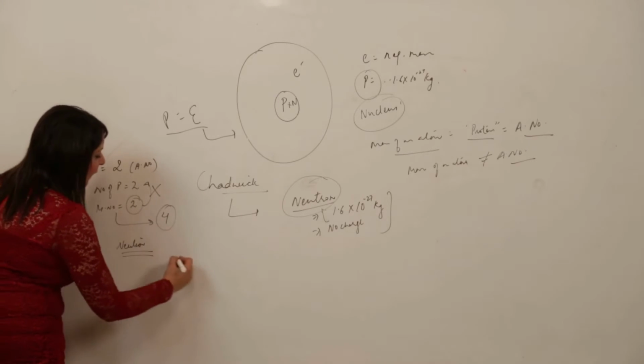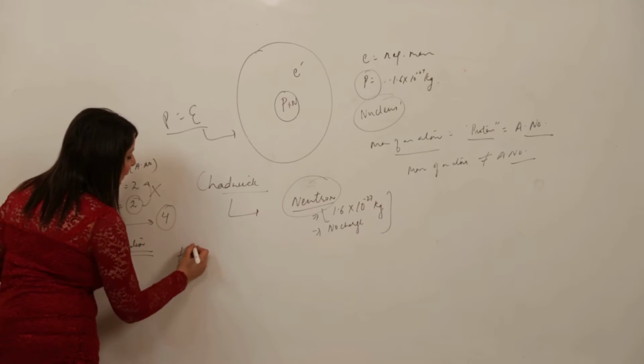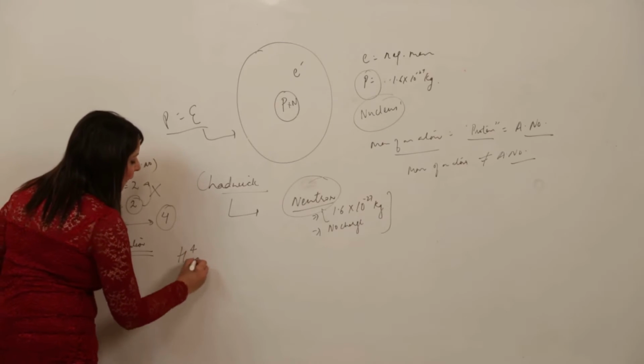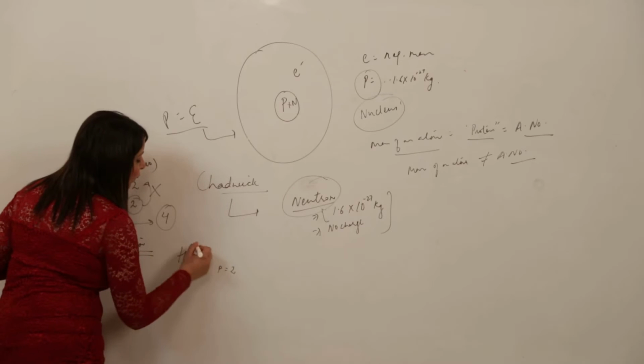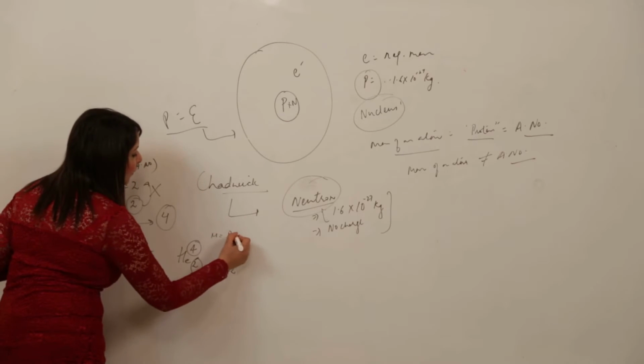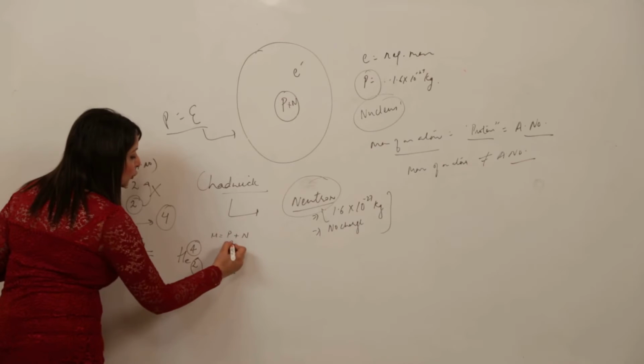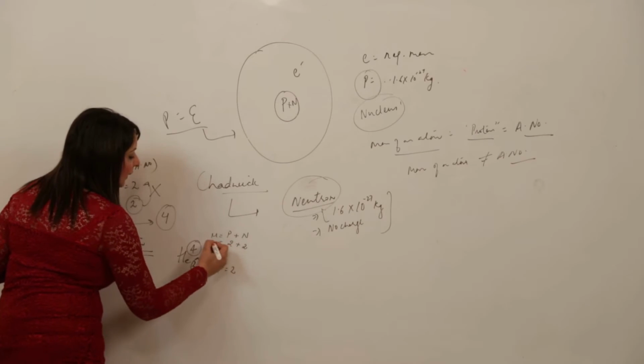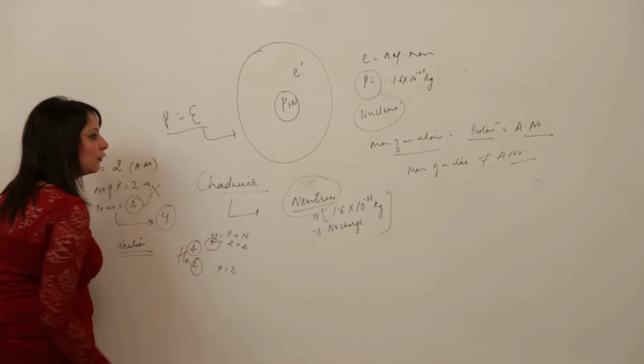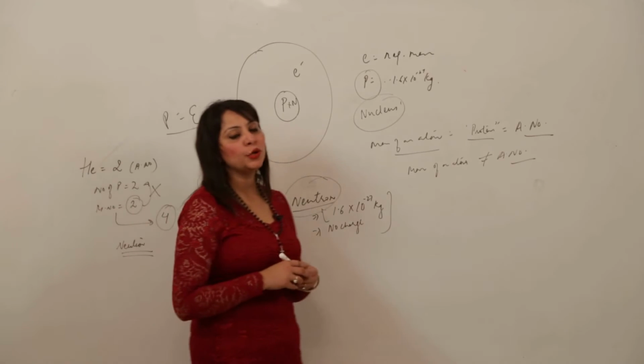So in helium, we write helium as 4 and 2, that means atomic number 2, the number of protons is 2, but the mass number, which is equal to the sum of protons and neutrons, is 2 plus 2. That is why the mass number comes out to be 4. So this is how the neutron was discovered.